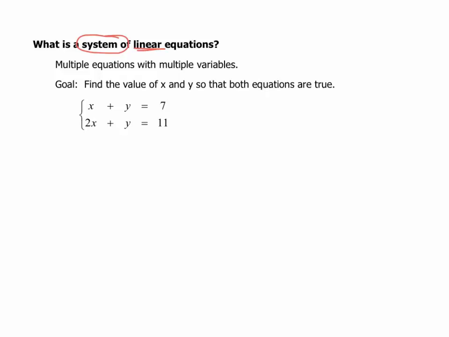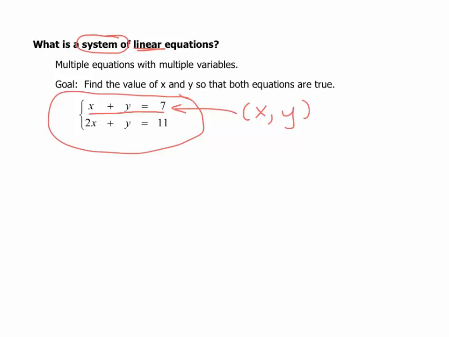When we're trying to find a solution to a system of equations, here's an example of one of my systems. What we're trying to find is the values of x and y, or the ordered pair, that solves both equations. So if I plugged x and y into this first equation, I would get a true statement. If I plugged it into the second equation, I would also get a true statement.